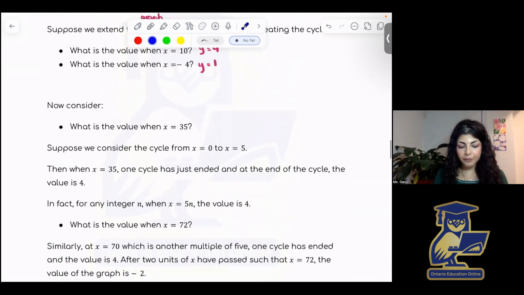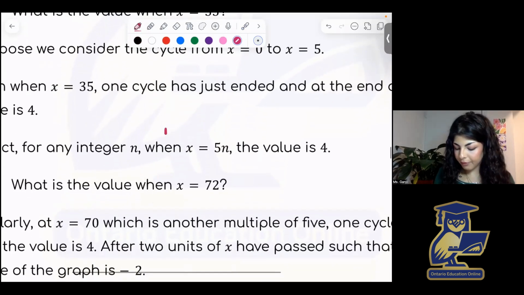So that's exactly what I've written for you here. Suppose we consider the cycle from x is equal to 0 to x is equal to 5. So when x is equal to 35, one cycle has just ended, and at the end of that cycle, the value is 4. So then, for any integer n, we can conclude that when x is equal to 5n, the value is 4. This is also to say any multiple of 5.